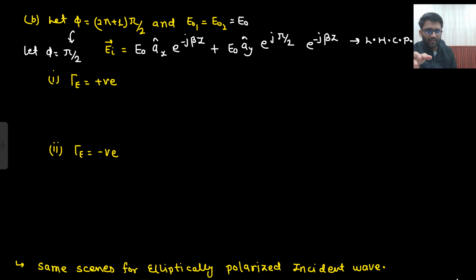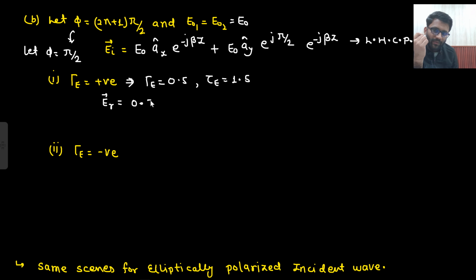This is the same case, or you can check out from here as well. Very simple. This is a left hand circularly polarized wave. Now again we need to take gamma e to be positive. If gamma e is positive, what does that mean? I can take gamma e to be 0.5, and what will be the transmission coefficient? That would be 1.5. So if I write down the reflected field, both components will be multiplied with 0.5.